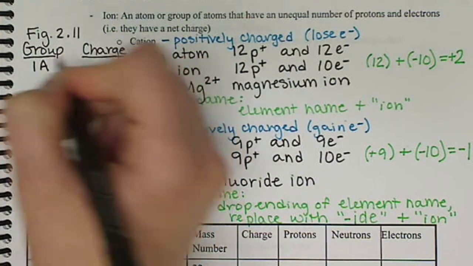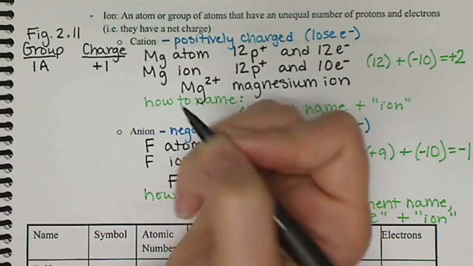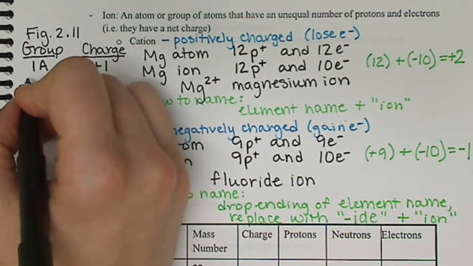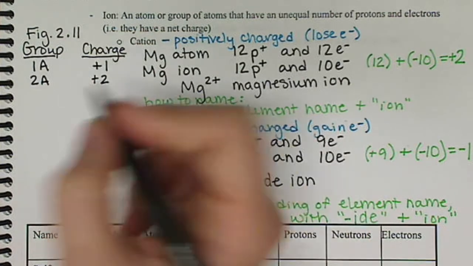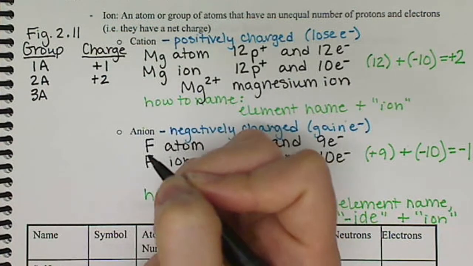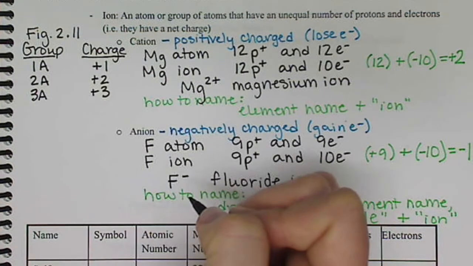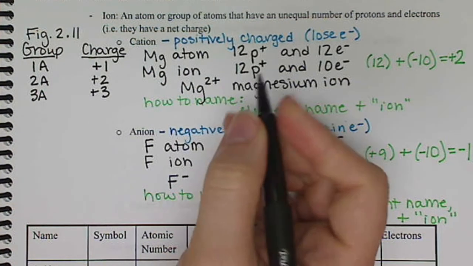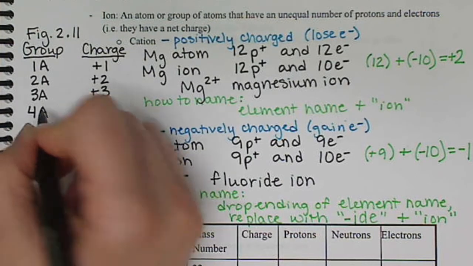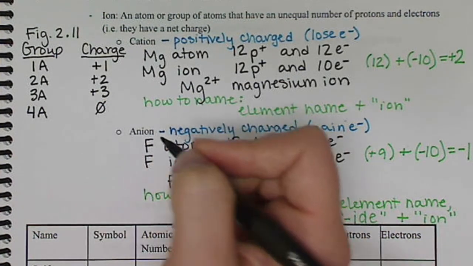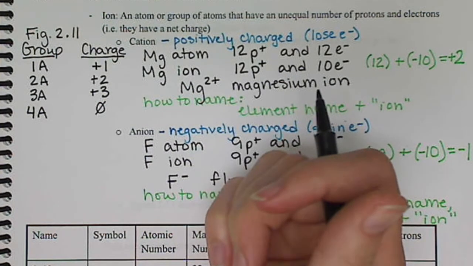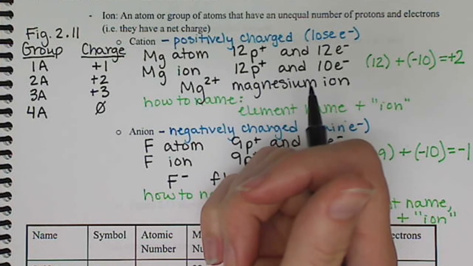So group 1A, they have a positive 1 charge, and they're going to lose 1 electron. Group 2A is going to lose 2 electrons, so they'll have a plus 2. Group 3A loses 3 electrons for a plus 3 charge. Most things in group 4A actually don't form an ion readily. There are some exceptions to that, but the elements that we're primarily concerned with are silicon and carbon for this class, and they don't have a charge.